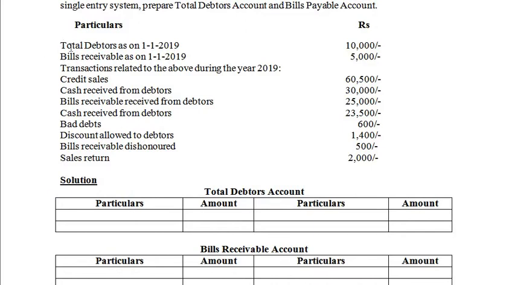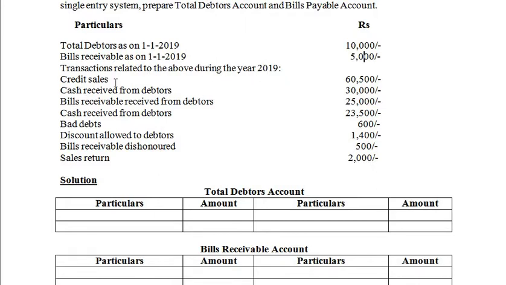Okay, so what's the question all about? Total debtors as on 1/1/2019. This is nothing but opening debtors, which is 10,000. Bills receivable 1/1/2019, that is the opening balance of bills receivable, which is 5,000. Transactions relating to the above during the year 2019.